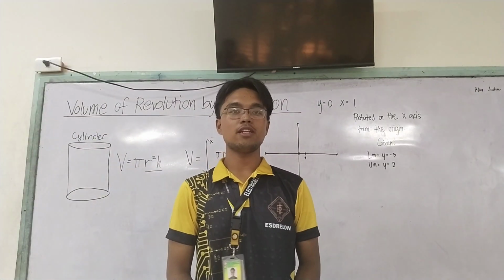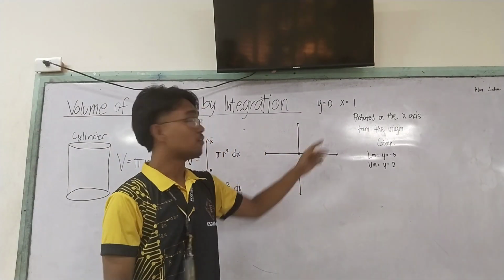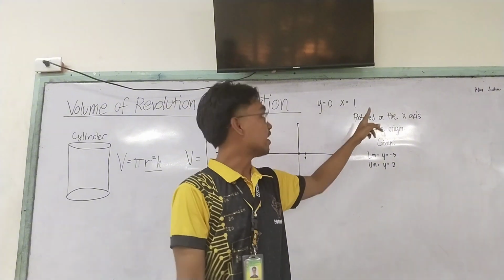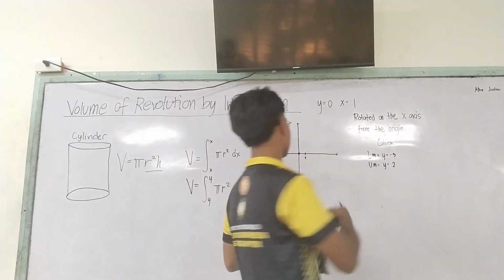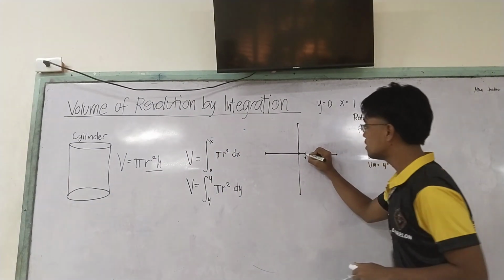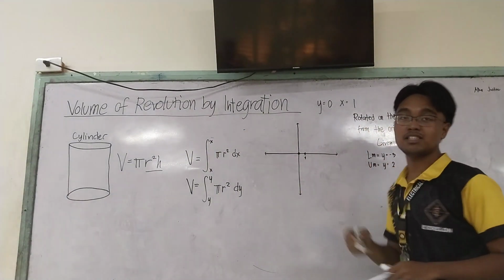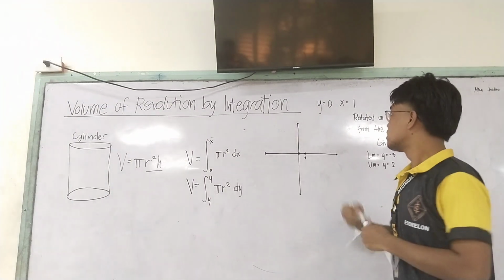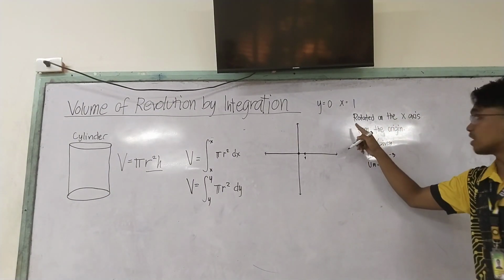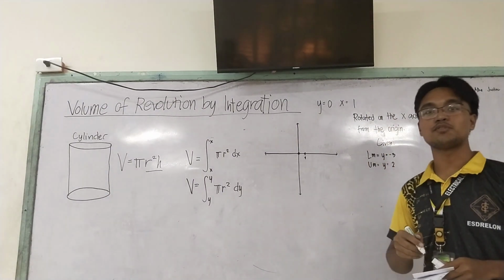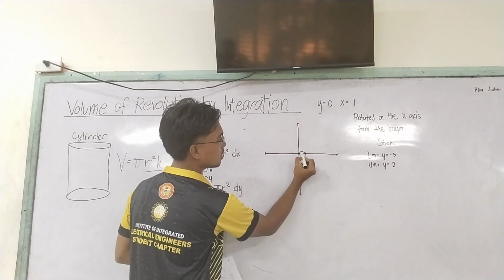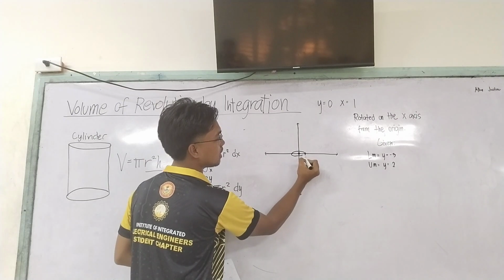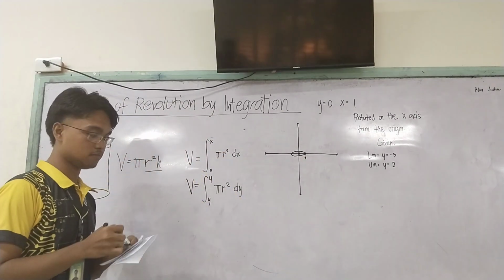So if you were given the values y equals 0 and x equals 1, when we plot this point on the Cartesian plane, it is at 1, since y equals 0. Note that it is rotated on the x-axis from the origin. So from the x-axis, it is rotated about the origin, forming a revolution.